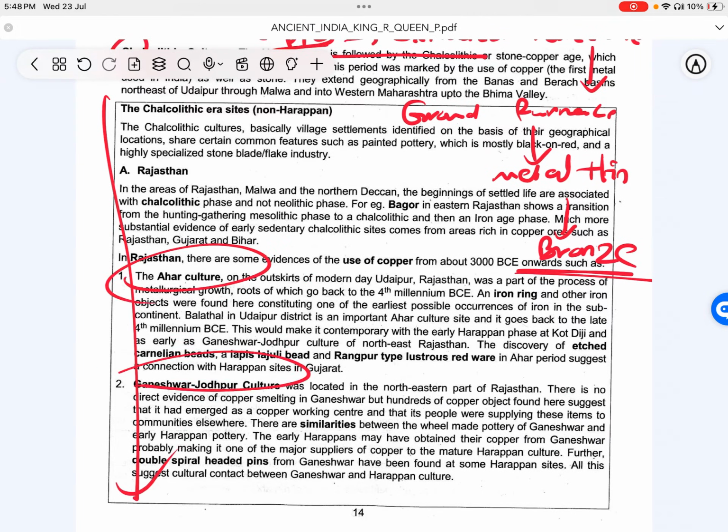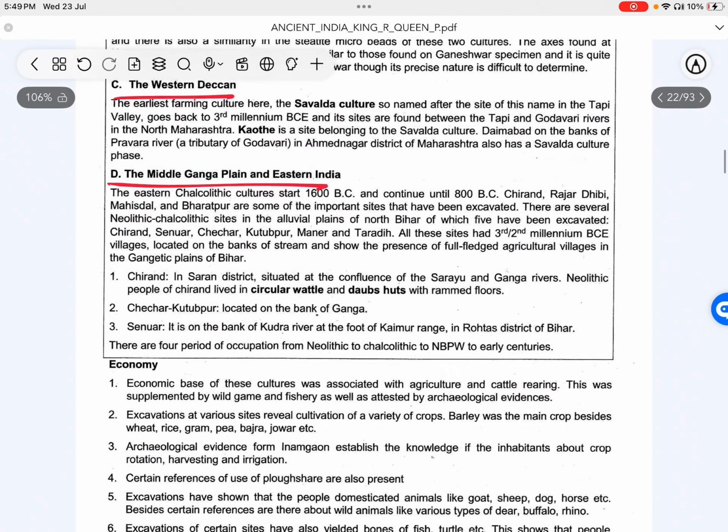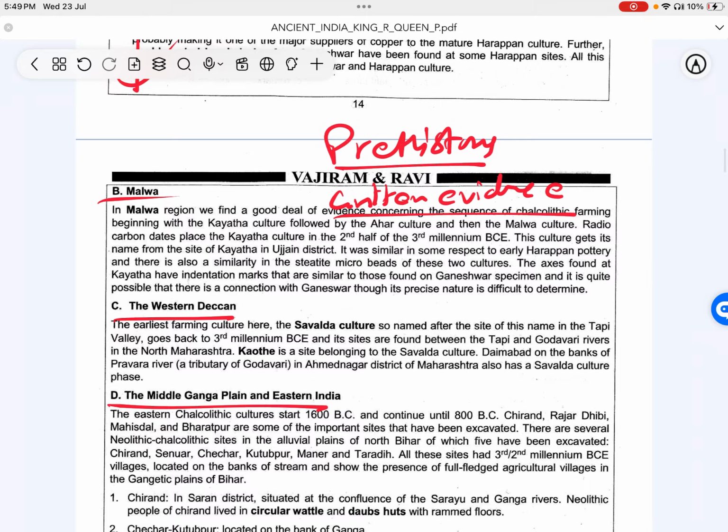For the small cultures, we need to link them to the major civilization. Malwa. These are all archaeological evidences to prove the prehistory. Prehistory means there are no written evidences. That is why it is called prehistory. After that, you get proto-history. Written evidences are there, but they are not proven.